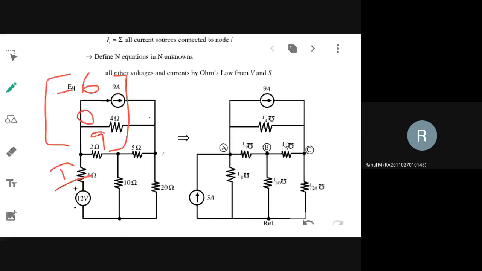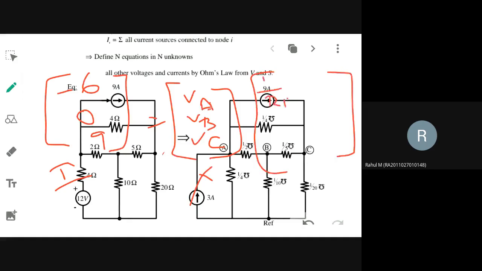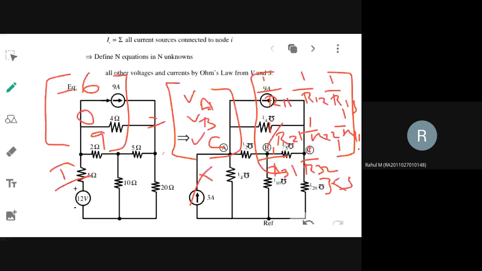Now, how many voltages are you supposed to find? VA, VB, VC. That is the unknown, the X factor. Now we need to write 1 by R11, 1 by R12, 1 by R13, 1 by R21, 1 by R22, 1 by R23, a 3 cross 3 matrix it will be. So 1 by R31, 1 by R32, 1 by R33. This will finish up the matrix form.